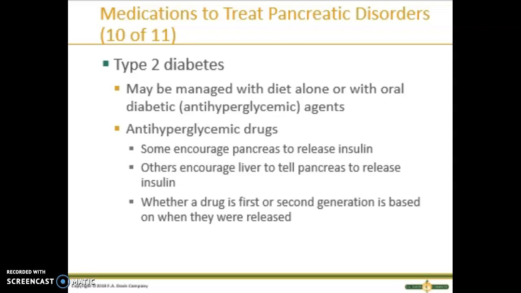The anti-hyperglycemic drugs encourage the pancreas to release insulin, and others encourage the liver to tell the pancreas to release the insulin. Whether a drug is first or second generation is based on when the drug was released. So second generation anti-hyperglycemic medications tend to be more potent and safer because they were more recently released.